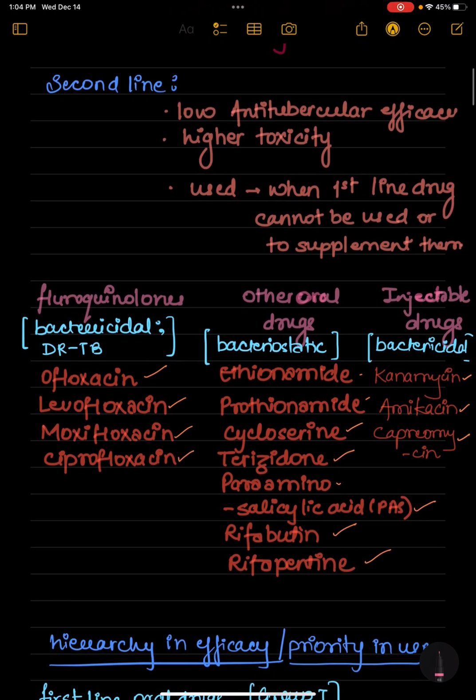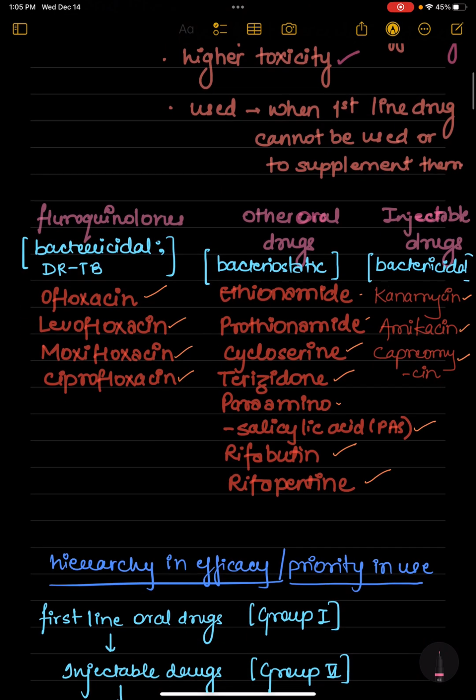Second line drugs are having low anti-tubercular efficacy and higher toxicity. So that's why they are used when first line drug cannot be used or to supplement them. Drugs that are involved in second line of therapy are fluoroquinolones, which are orally given, and there are other oral drugs and some of the injectable drugs.